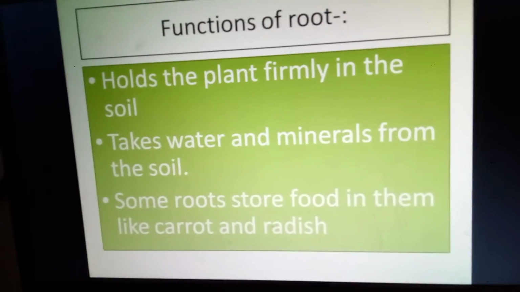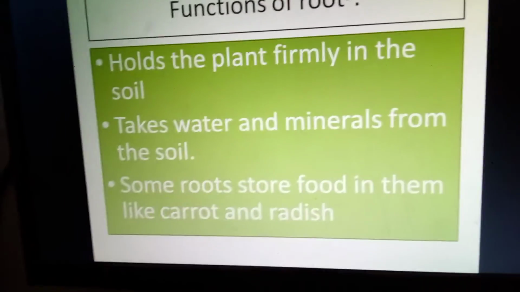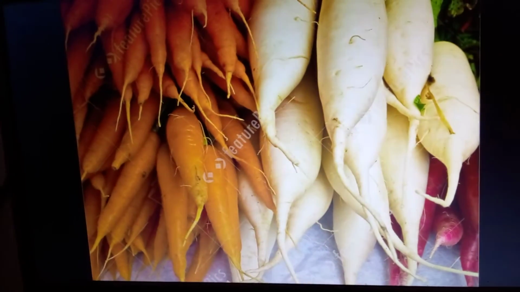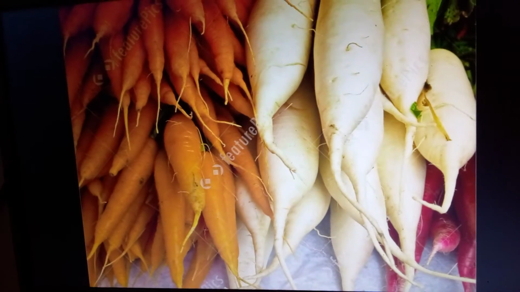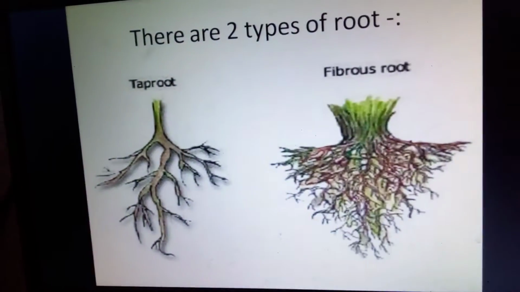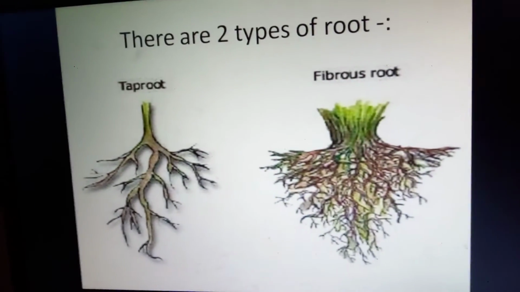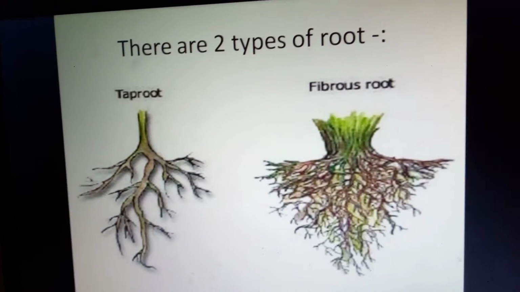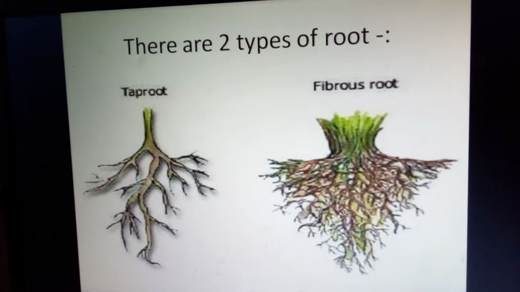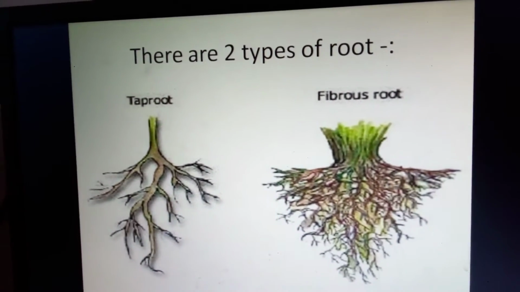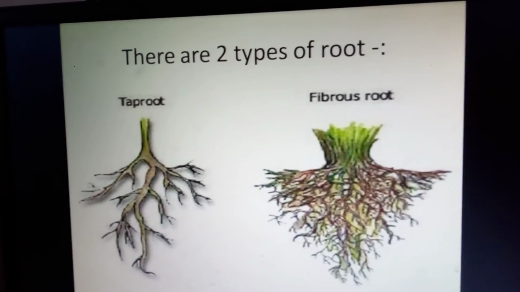Some roots store food in them, like carrot and radish. This is a picture of carrot and radish. There are two types of root: taproot and fibrous root.